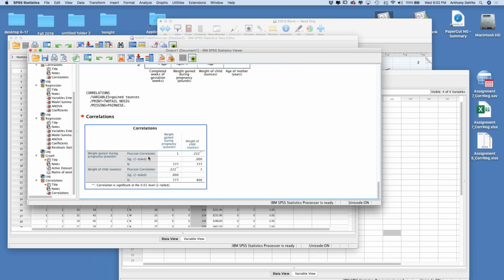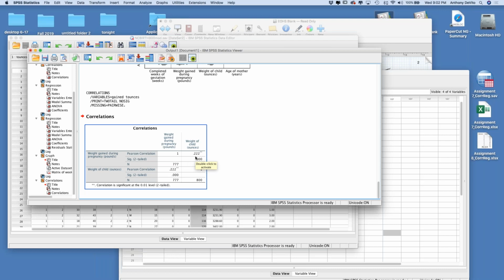We wind up with the correlation between these two values being 0.222. That's interesting. That's not as strong a correlation as we looked at before in the fake data that I had. However, it is a positive correlation. You don't see a negative sign there. So as the weight gain during pregnancy goes up, typically the birth weight of the child goes up as well.